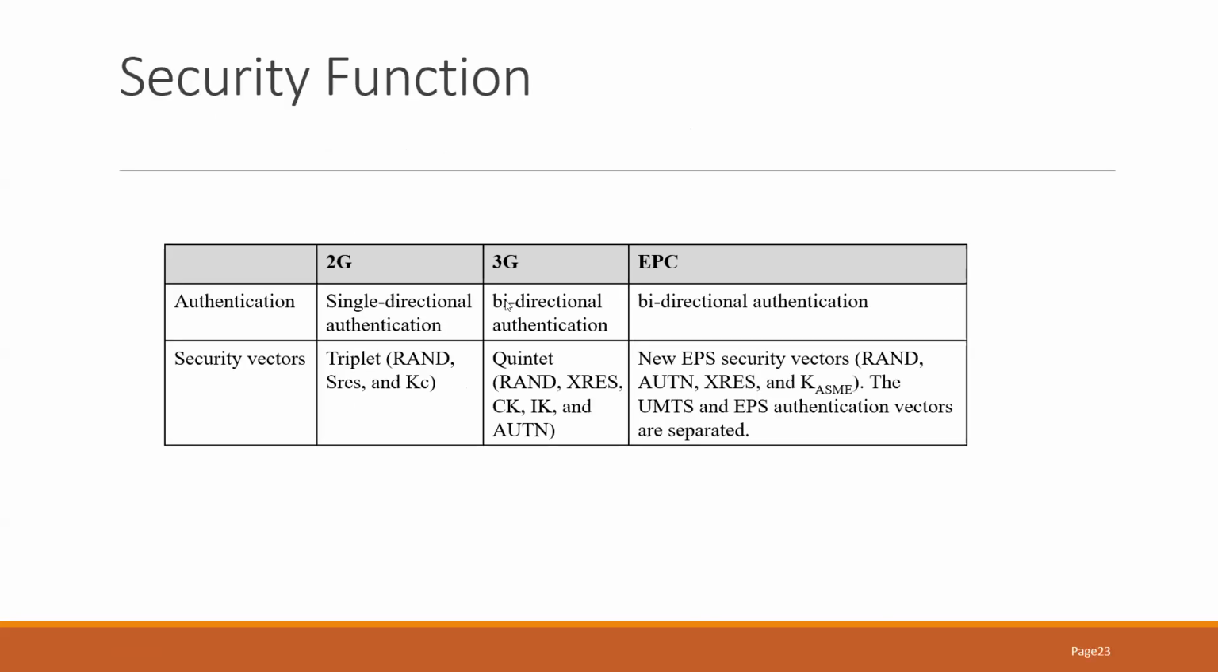Okay. So the authentication keys that I was mentioning: in 2G, there is a triplet. You have a random number, you have a response key, and you have a ciphering key. In 3G, there are 5 different components of your authentication vector. You have a random number, you have an expected response, you have a ciphering key, you have an integrity key, and you have an authentication token. And in EPC, there are 4 parts of your security vector: your random number, your authentication token, your expected response, and your KASME. KASME is basically a combination of your ciphering and your integrity key.